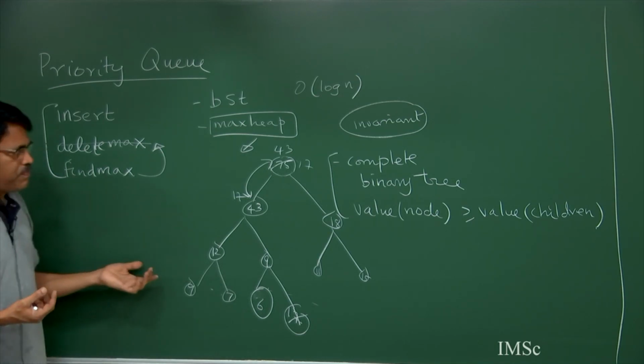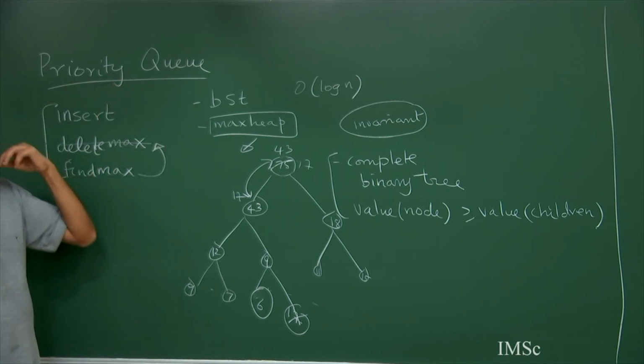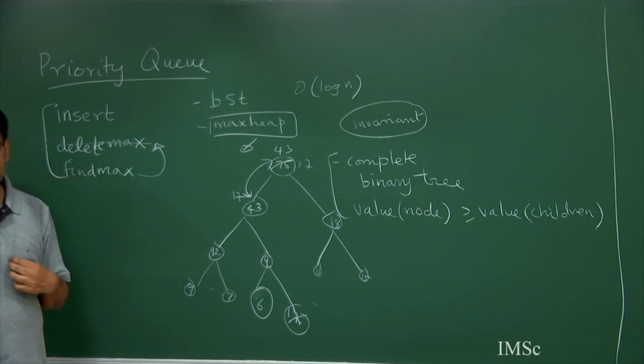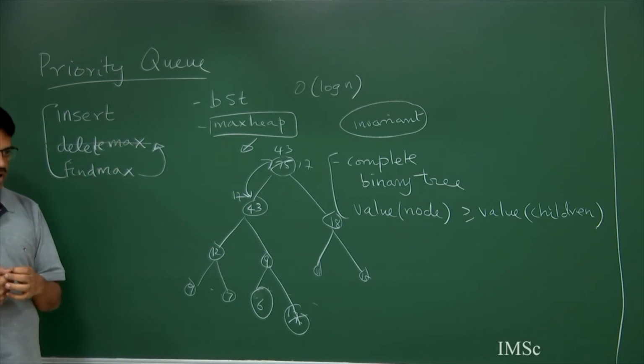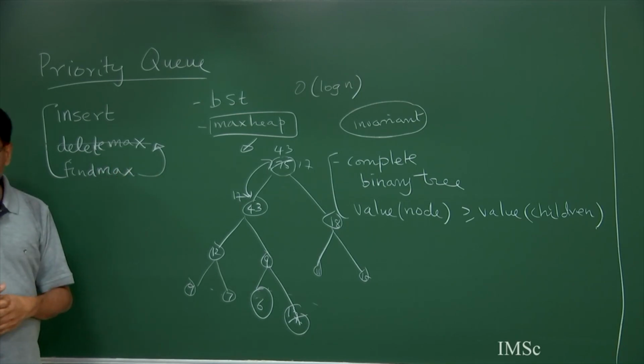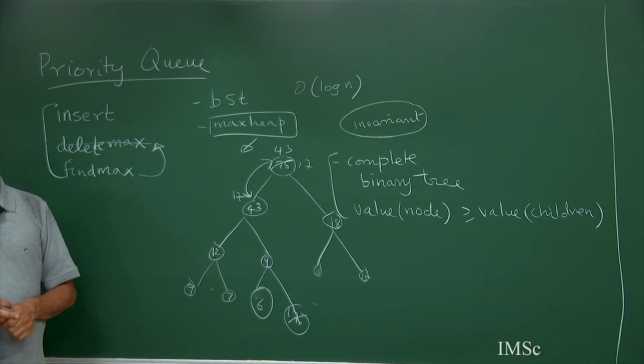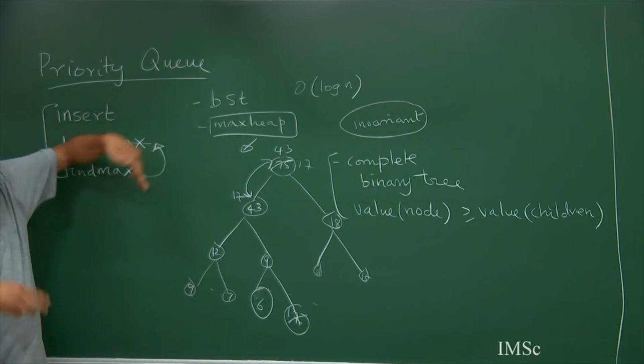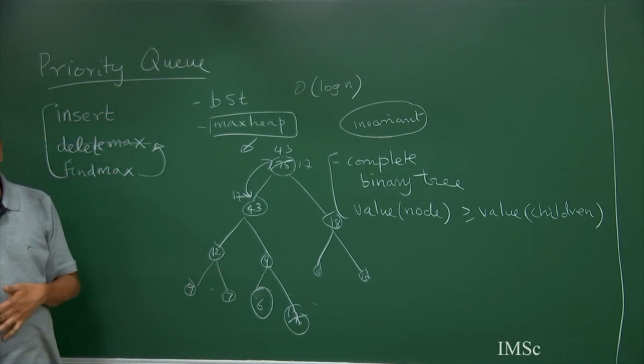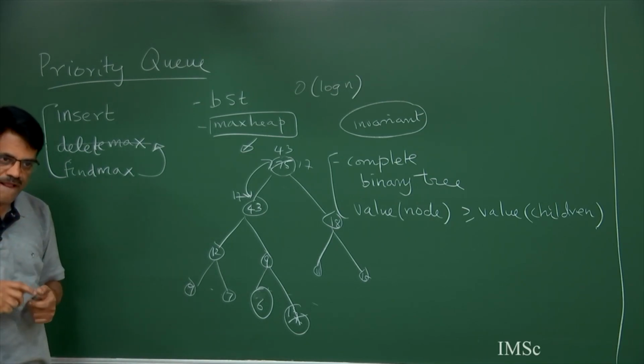So why is this better than a binary search tree? If a binary search tree can do all of this, what's a nice thing about a heap? Anybody have a quick answer? Find max is constant. Okay, that's one reason, because find max in a binary search tree you have to go all the way down, and it could be log n.